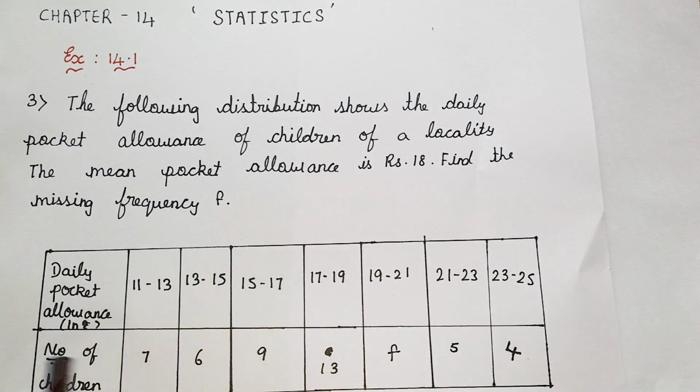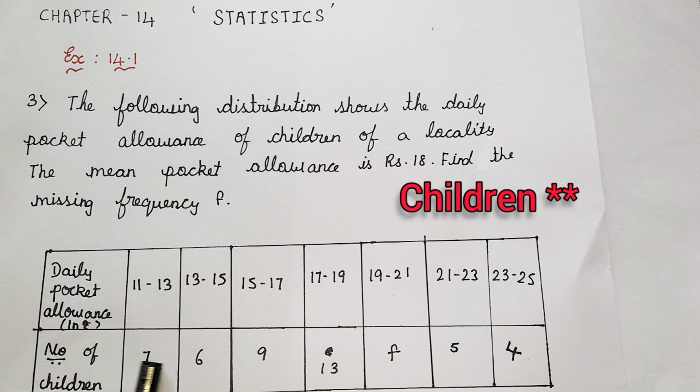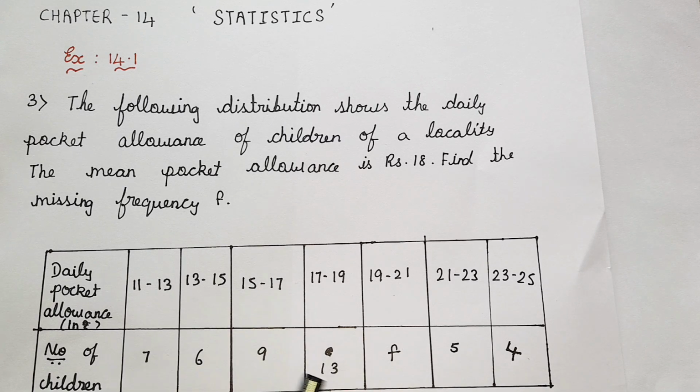Okay, so here we have a data. In this data we have daily pocket allowance in rupees, 11 to 13, 13 to 15, 15 to 17 and so on. The number of students we have is 7, 6, 9, 13 and we have F and 5, 4. What is the meaning of this F? According to you, F means frequency, isn't it?